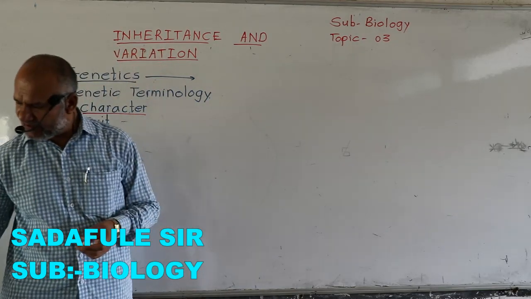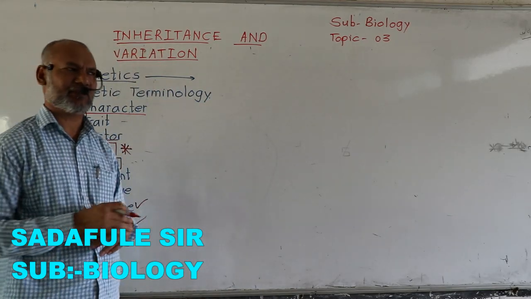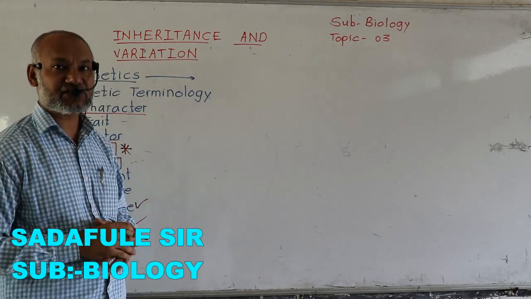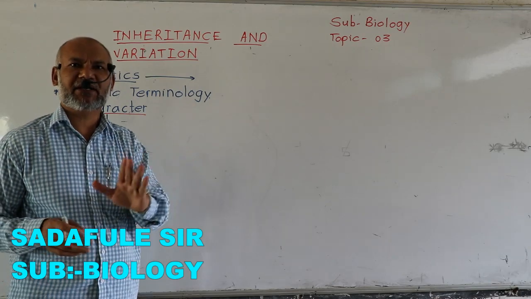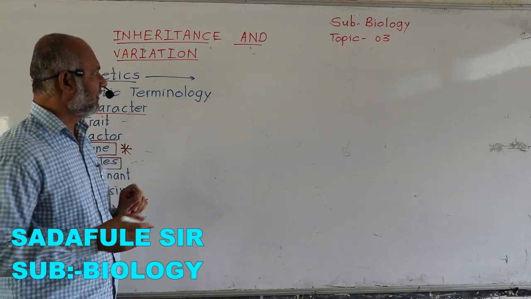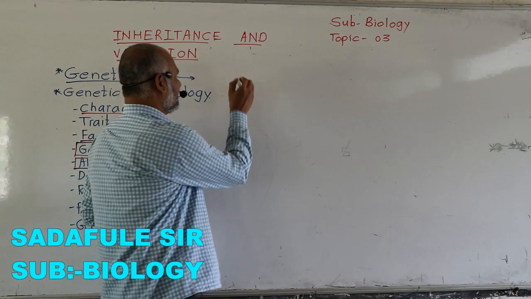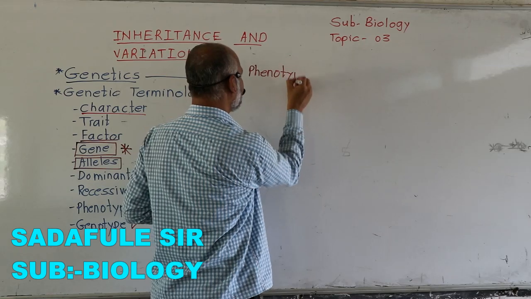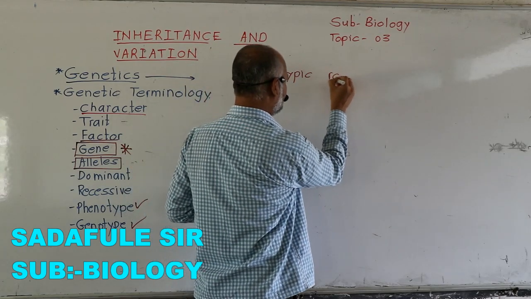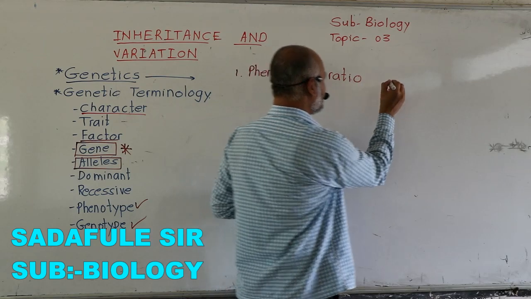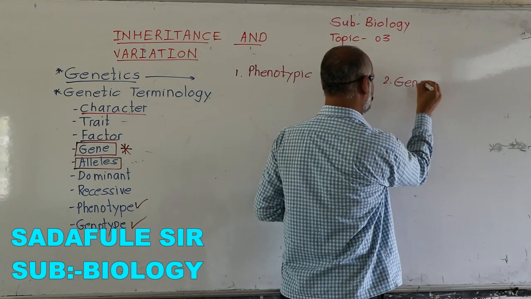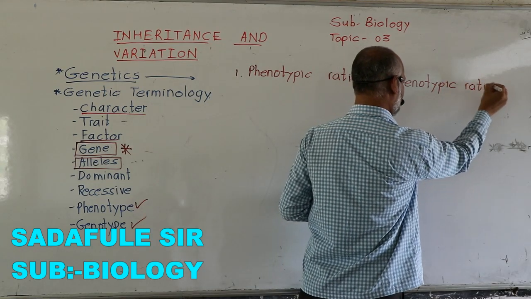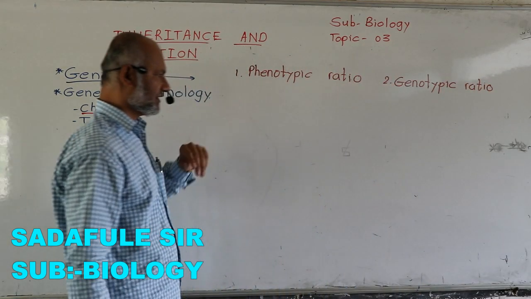Then Mendel carried out various experiments on the pea plant, and he represented his results, his conclusions, in the form of mathematical expressions. Two important terms are used. Number one is phenotypic ratio, and the second term is genotypic ratio. Phenotypic ratio and genotypic ratio.